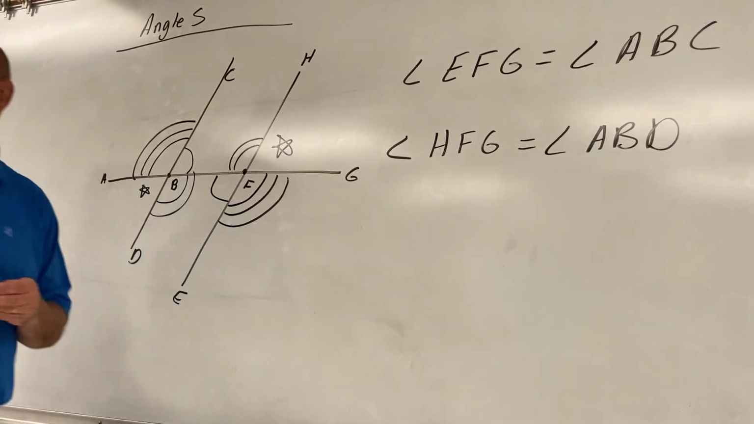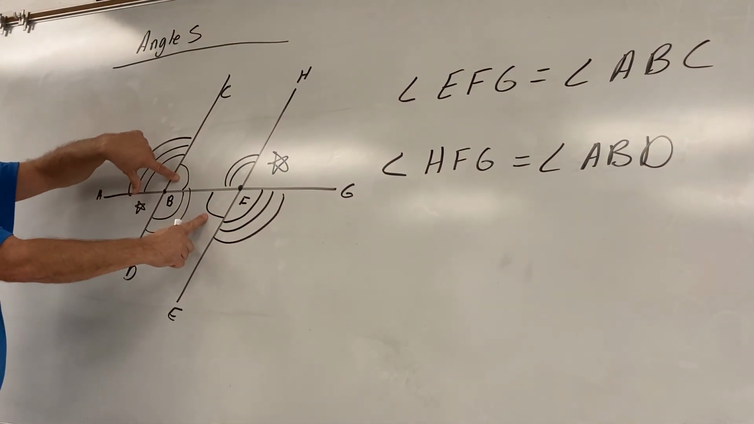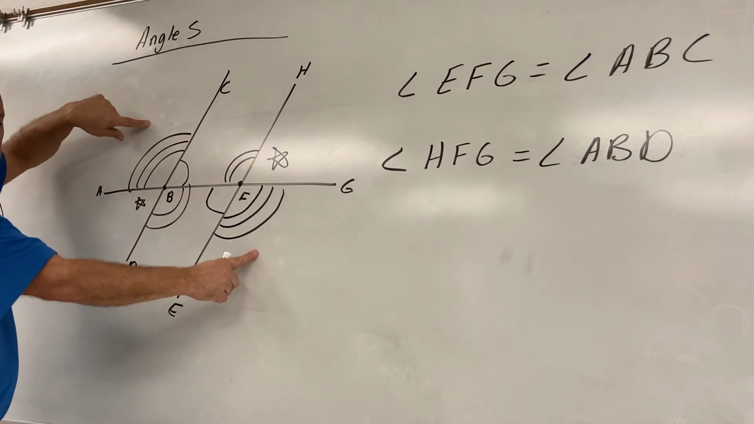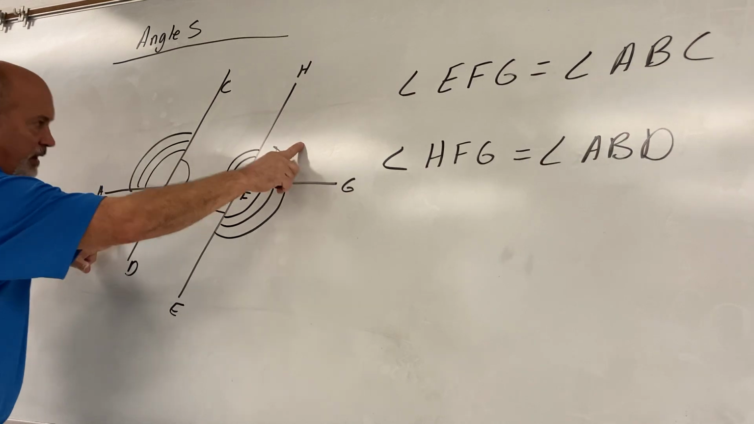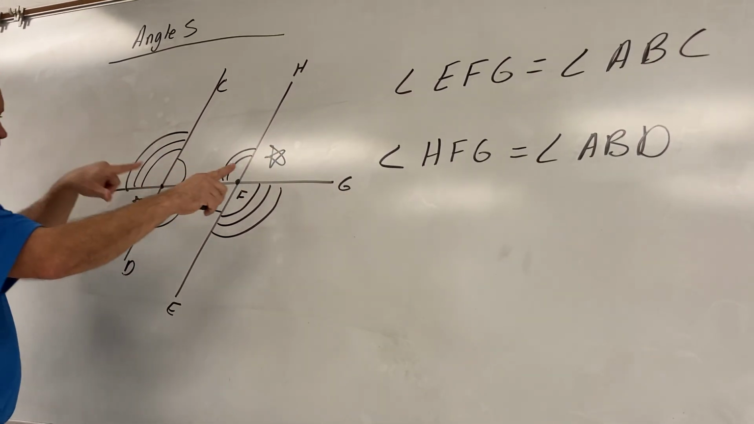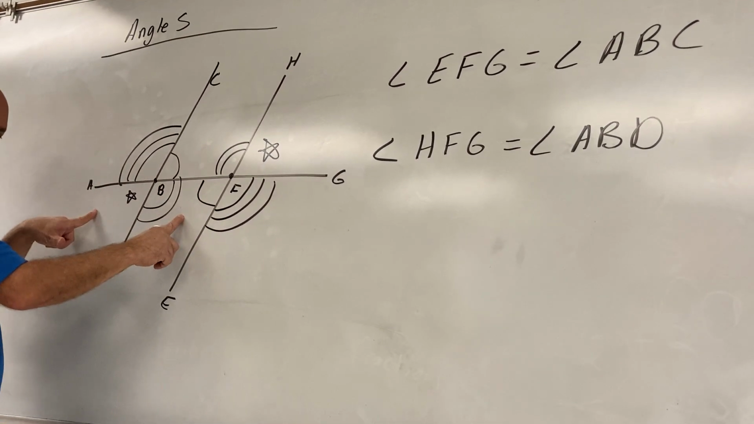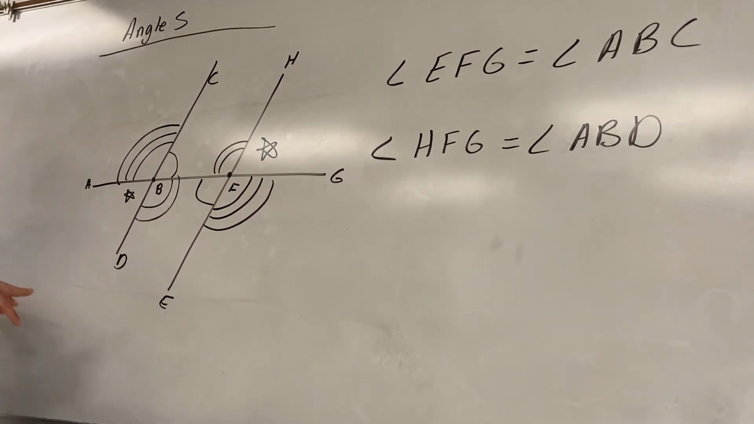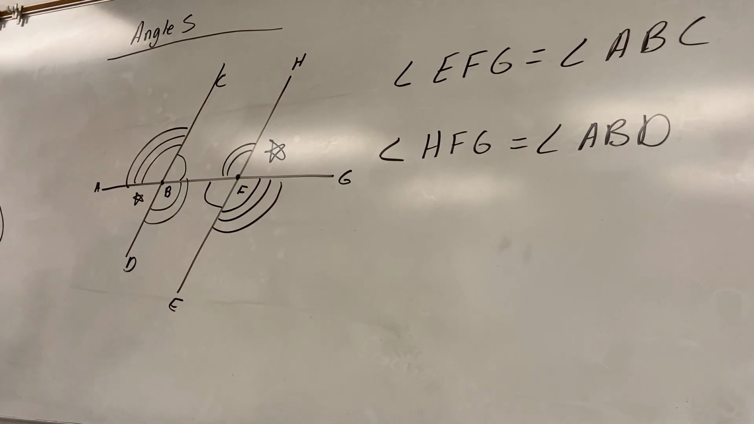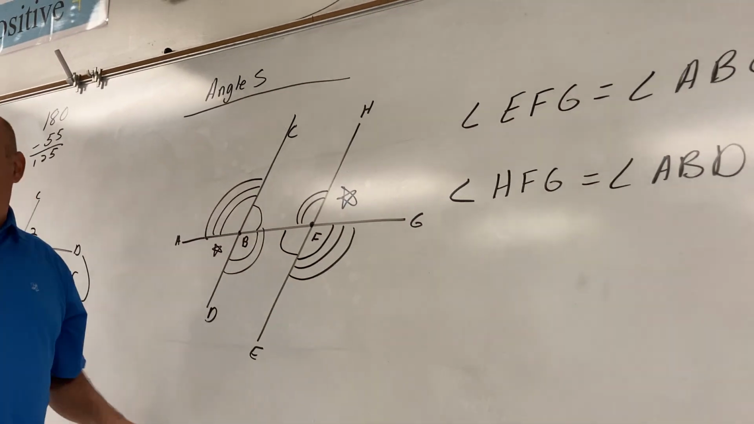Okay, questions? So just to refresh, these are alternate interior, alternate exterior, and corresponding. If they're on the same side, they're corresponding. If they're on different sides, it's either alternate interior or alternate exterior. Does that make sense? All right, so pull out your IXL.